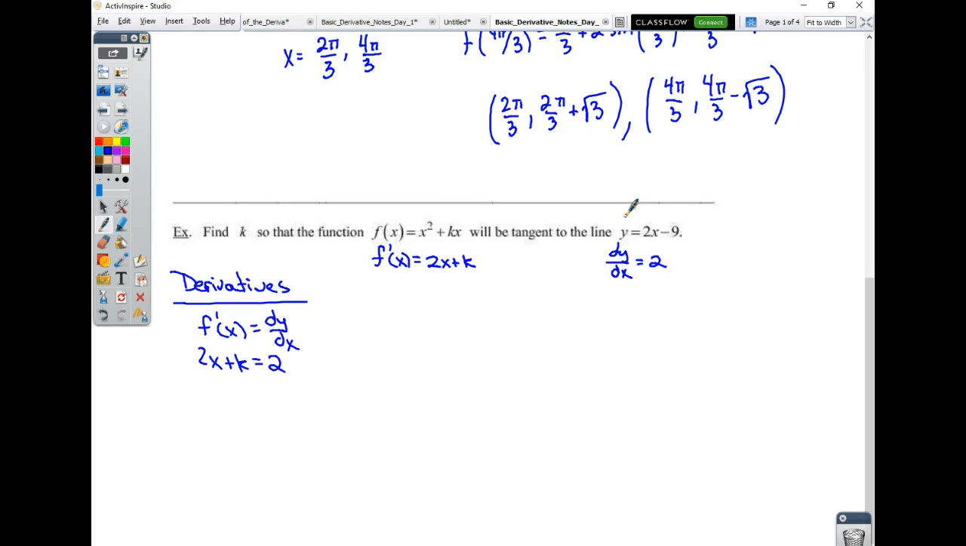All right, got a slight issue. How many variables do I have? How many equations do I have? I have one equation, because I'm only looking at one relationship between these two functions, but I have two variables I need to solve for. Dang it.